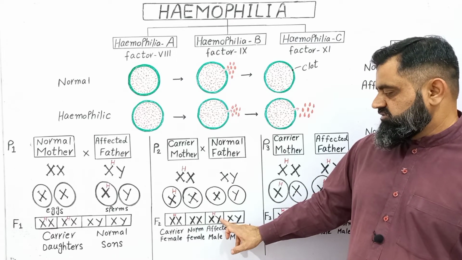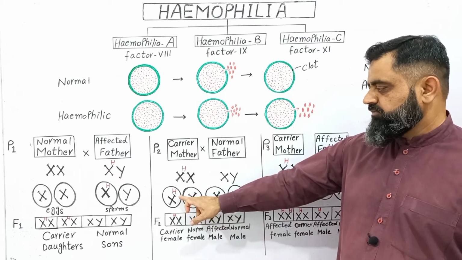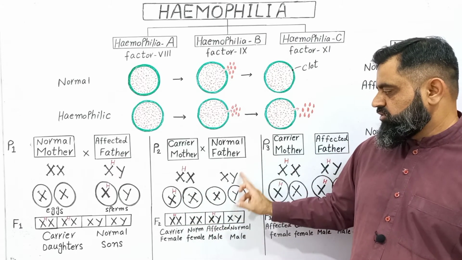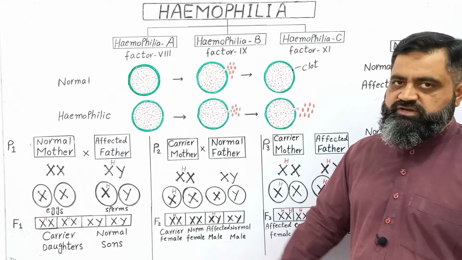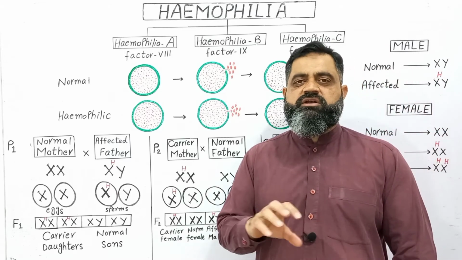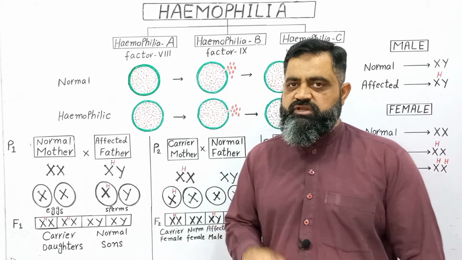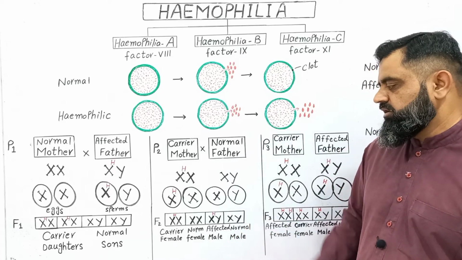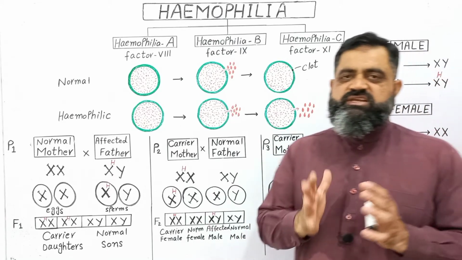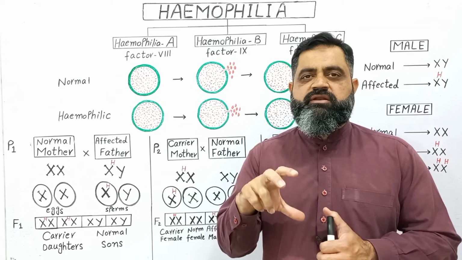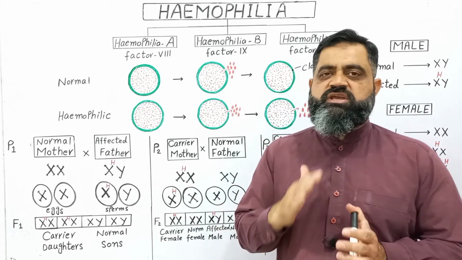This son receives X chromosome from mother, which is hemophilic, and Y chromosome from father, and it will be affected. Now this son becomes affected by this disease, which will become hemophilic, while the second son will remain normal. So this is a specific pattern of this disease, which runs in a zigzag fashion.